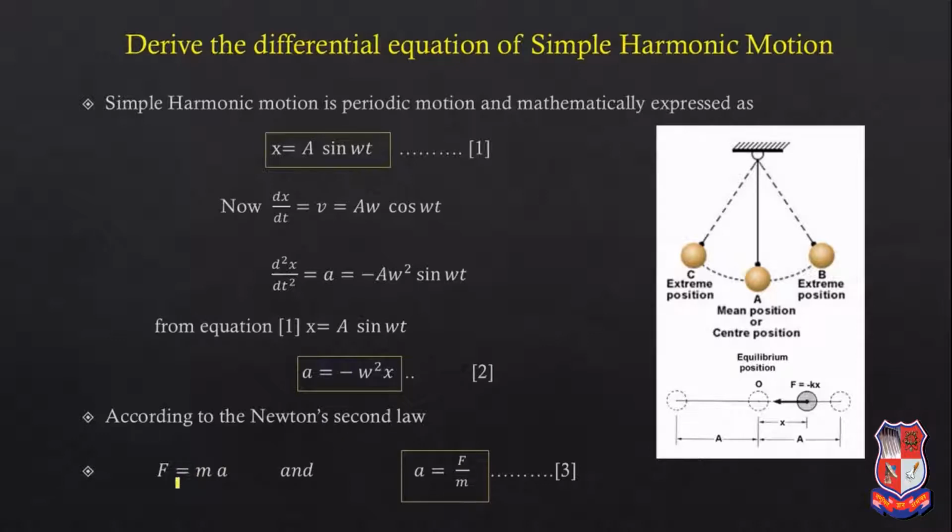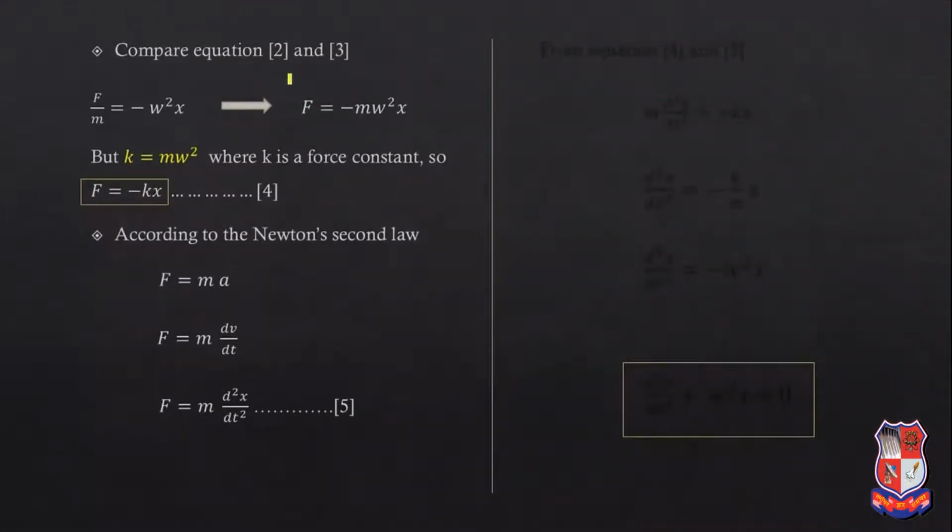According to Newton's second law, force is equal to mass into acceleration, and if we find the value of acceleration, it is equal to F by m, or force by mass. Give this equation number 3. So now we compare equation number 2 with equation number 3. Comparing equations 2 and 3, we get F by m is equal to minus omega square x. From this equation, if we bring m on this side, F is equal to minus m omega square x. But we know that force constant k is equal to m omega square. So putting the value of k into this equation, F is equal to minus kx. Now give this equation number 4.